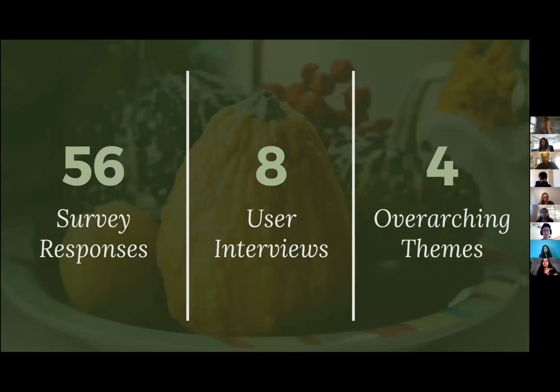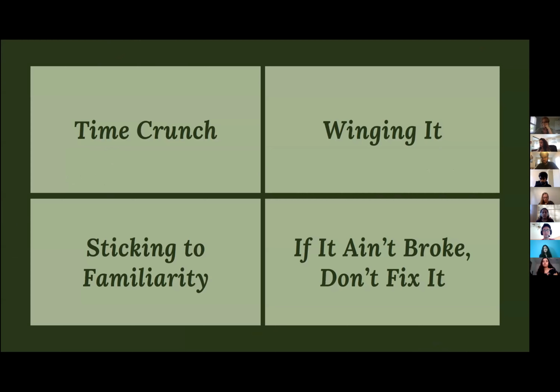We had a total of 56 survey responses, 8 user interviews, and 4 overarching themes. So our 4 overarching themes are time crunch, winging it, sticking to familiarity, and if it ain't broke, don't fix it.